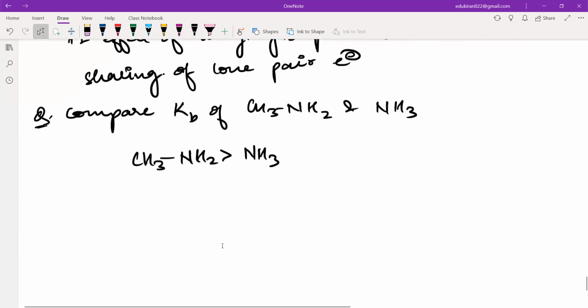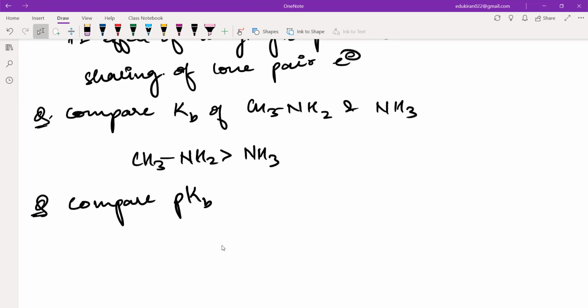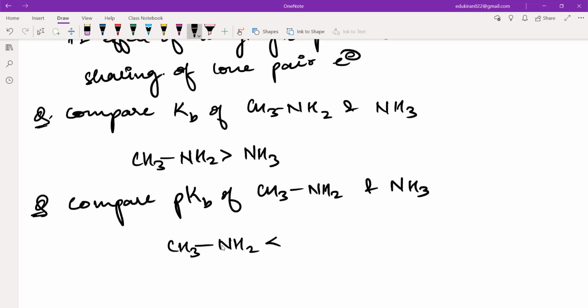But you have to take care if they just add one small letter P: compare the pKb of CH3NH2 and NH3. So you people should keep this in mind. Please remember that pKb should be lower, and then the basic character will be higher. So CH3NH2 will have a lower value of pKb than NH3, because basicity and pKb are inversely proportional. Is this clear? Yes or no? Please tell me.